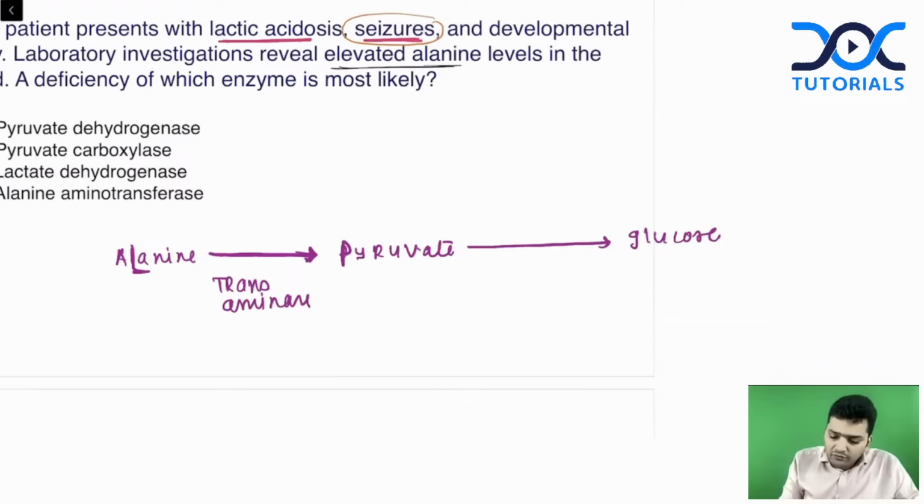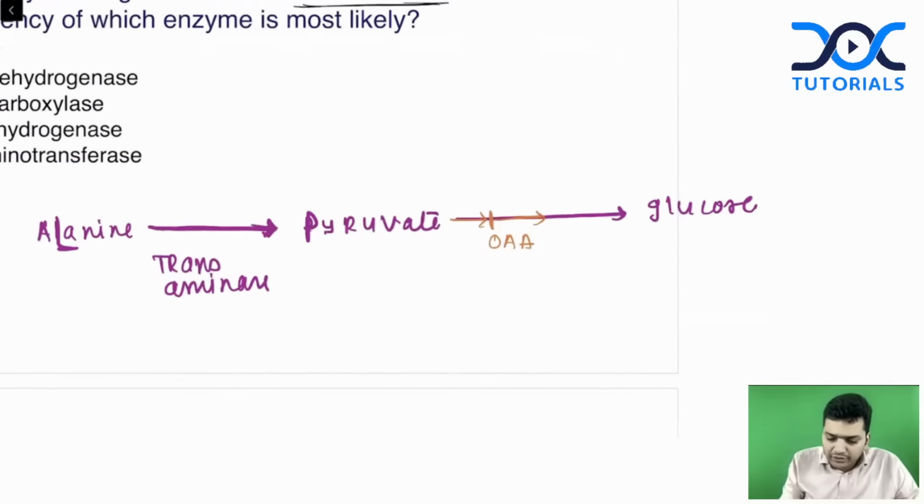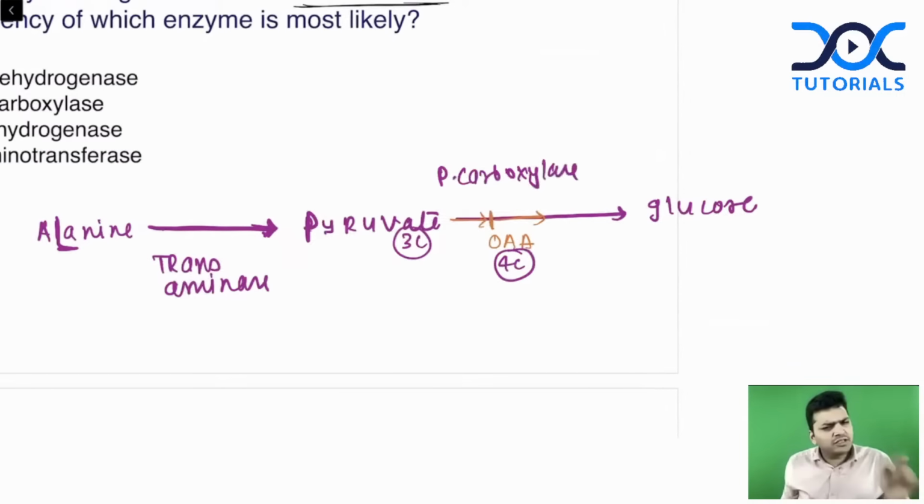Now, when the pyruvate converts into glucose, first the pyruvate is supposed to convert into oxaloacetate. Pyruvate is 3 carbon, oxaloacetate is 4 carbon. What will be the name of the enzyme? Pyruvate carboxylase. So in gluconeogenesis, you require pyruvate carboxylase. Now you answer me the question. The pyruvate carboxylase is here. If this enzyme is not there, gluconeogenesis will not happen.